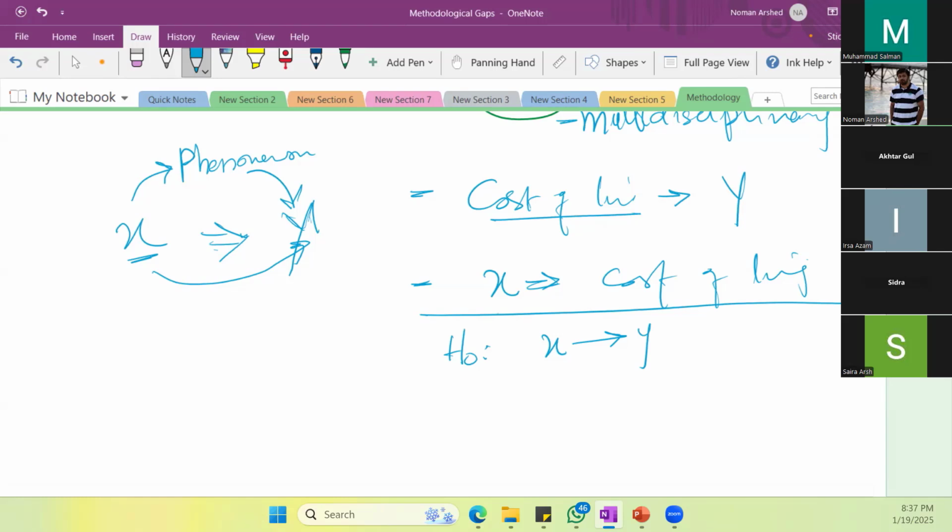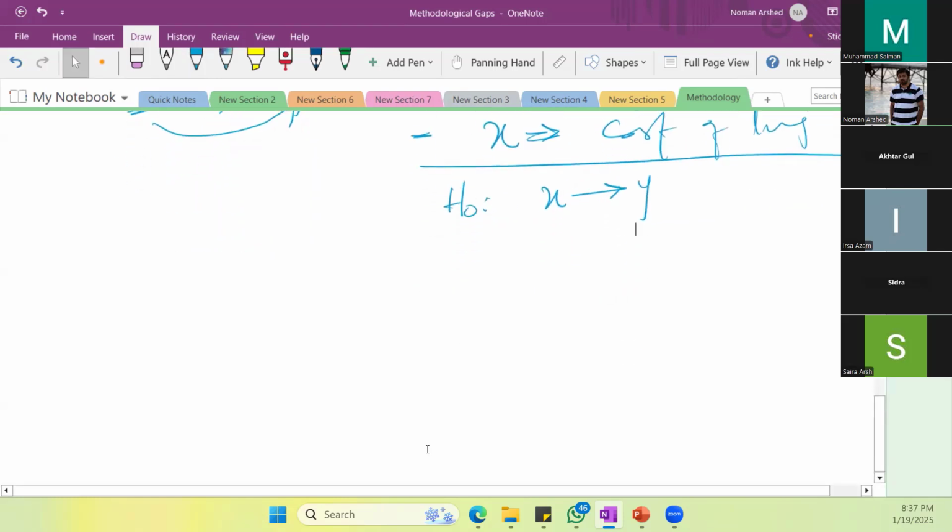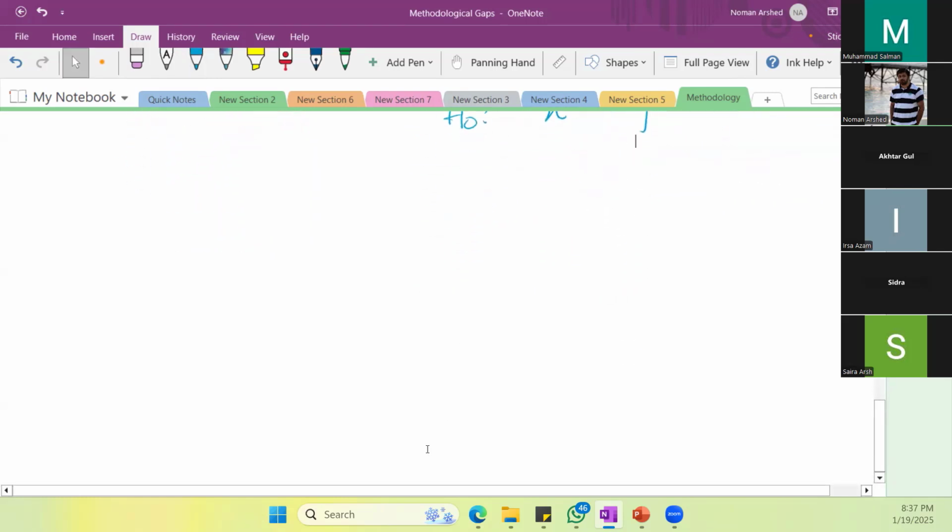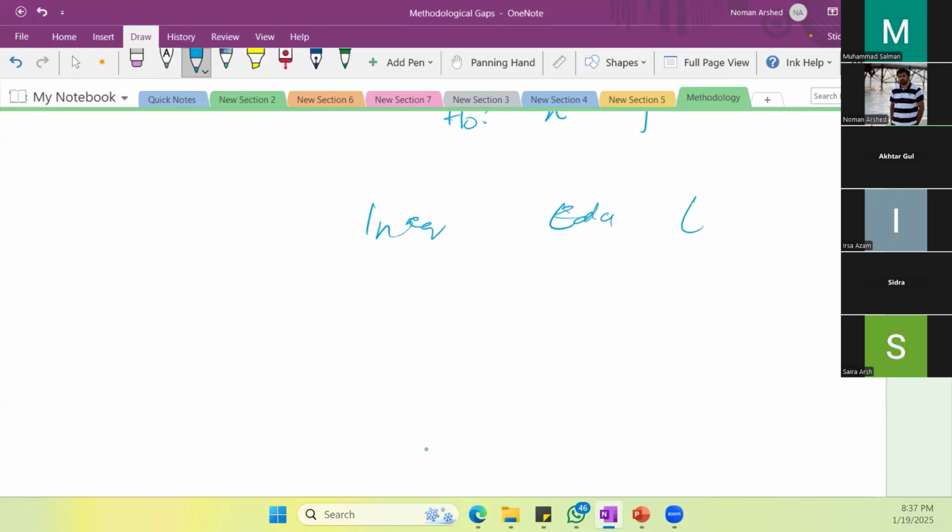For example, I can give another example. In one of my papers, my DV was income inequality, and my IV was education and education squared. So the reviewer comment said, how do you theoretically connect them? There were no papers that connected the nonlinear effect of education on income inequality.